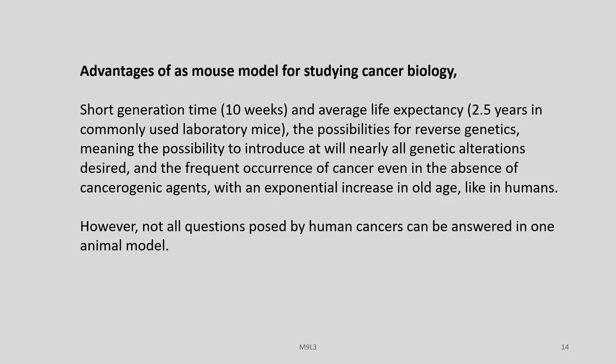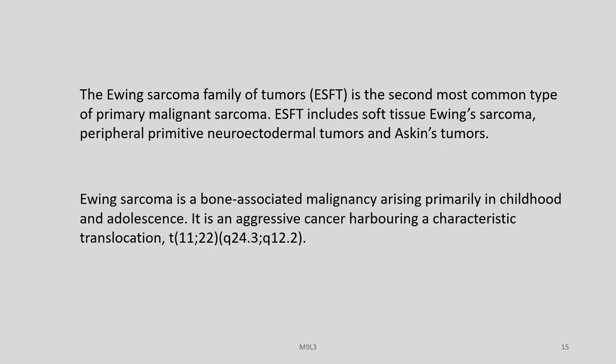What are the advantages of mouse models for studying cancer biology? We have discussed animal models in disease biology earlier, and we know that in the case of mouse, the short generation time of 10 weeks and average life expectancy of 2.5 years in commonly used laboratory mice is one of the advantages, along with the possibilities of reverse genetics, meaning the possibility to introduce at will nearly all genetic alterations we desire, and the frequent occurrence of cancer even in the absence of carcinogenic agents, for example due to spontaneous mutations, with an exponential increase in old age similar to humans. However, mouse is not an ideal animal in all cases, as not all questions posed by human cancers can be answered by mouse models alone, and we may require models from other animals as well.